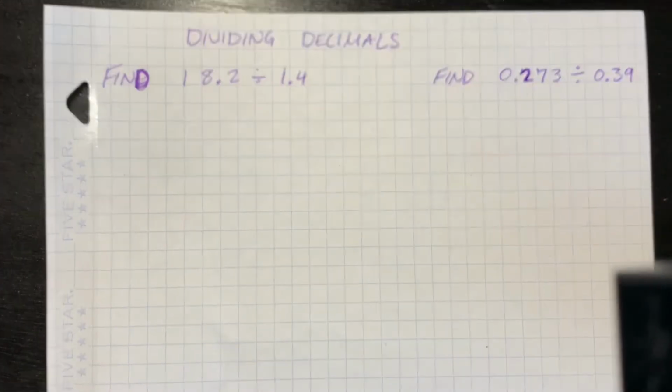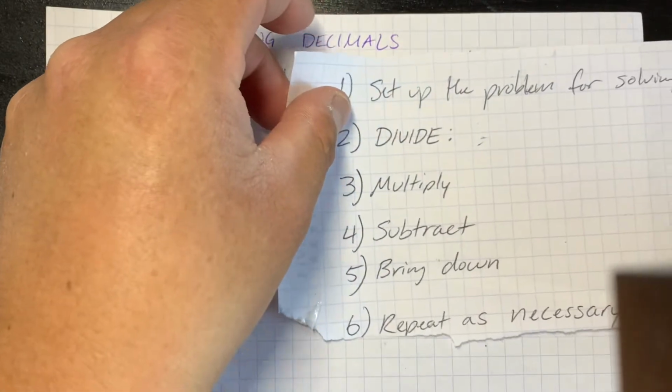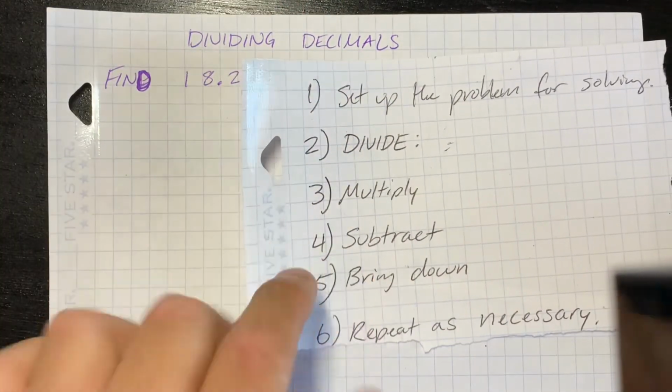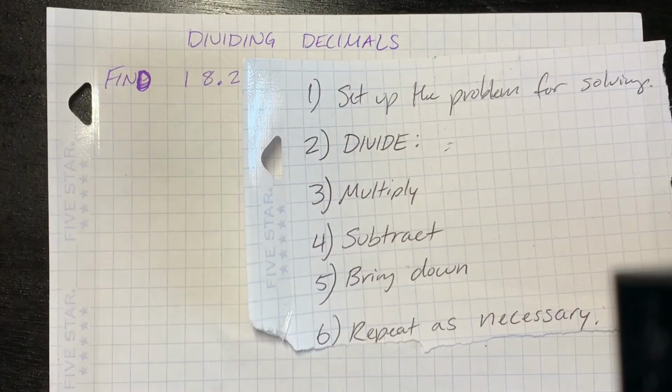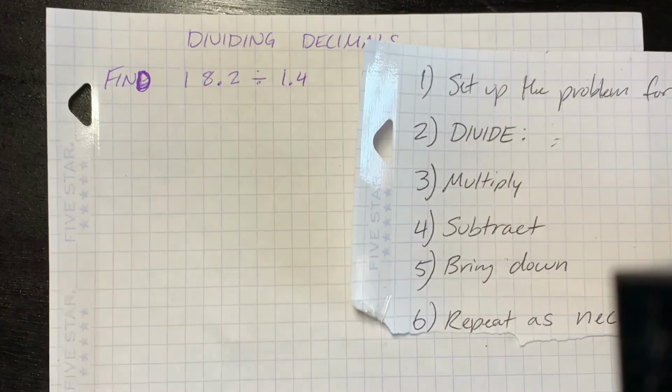Okay, next we're going to go ahead and divide decimals. Now again, I do encourage you guys to pause the video, write this down, and solve it on your own, and then we can compare answers. All right, thank you for doing that. Okay, so it's the same process, the same steps. We're going to set the problem up for solving, divide, multiply, subtract, bring it down, and then repeat as necessary.